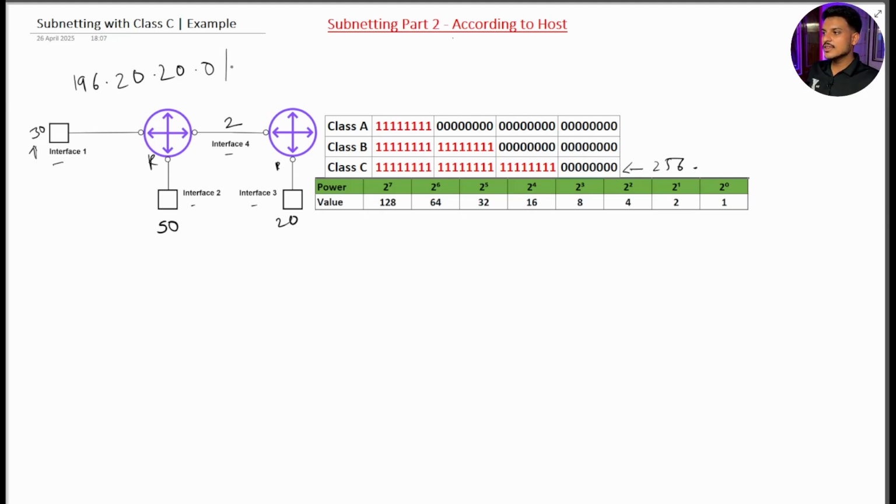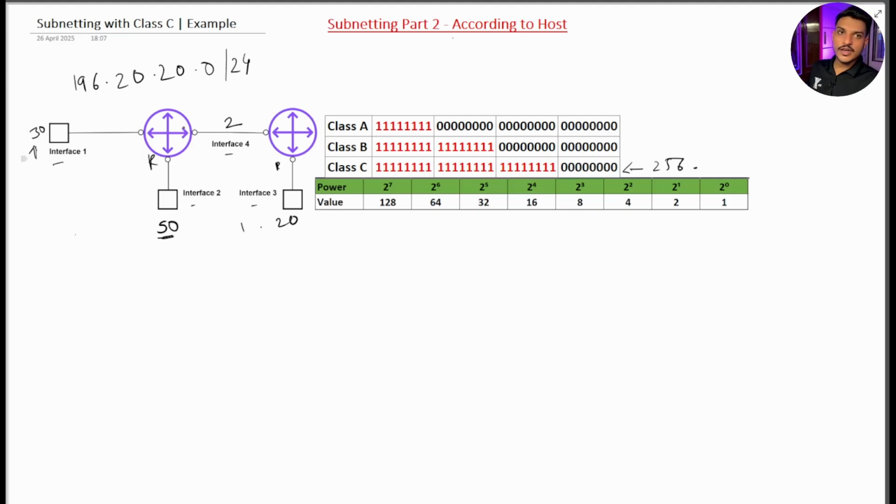It will be /24, means the first 3 octets are given to the network, or the first 24 bits are given to the network, that you can see in red. Network bits are represented by 1 and host bits are represented by 0.